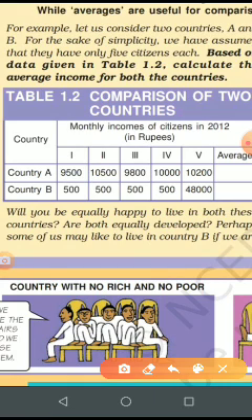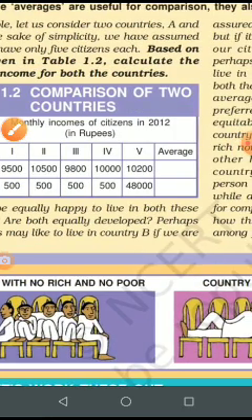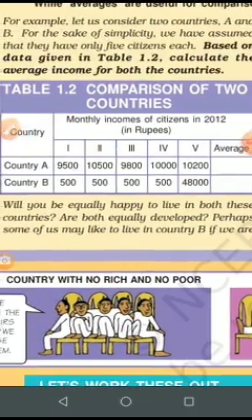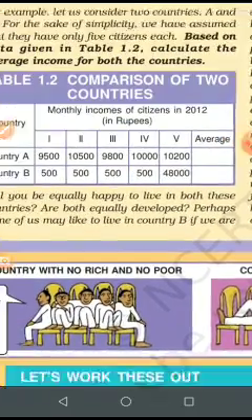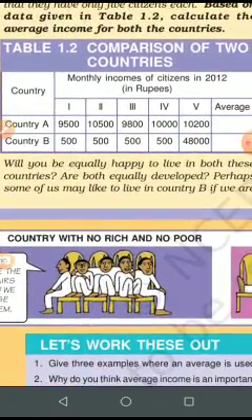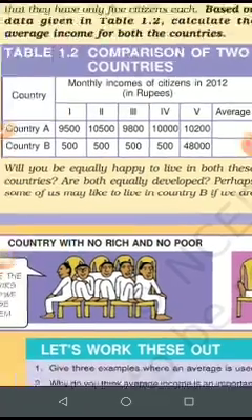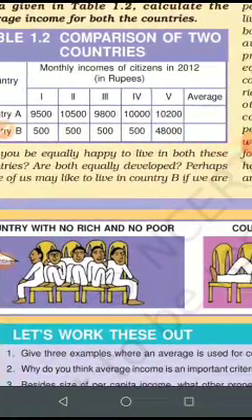First citizen, second, third, fourth, and fifth. Now just see the income of country A, first citizen, B, C. When we calculate it, what would be the average income in rupees? This is the blank space given here, you have to fill it. Will you be equally happy to live in both these countries? Are both equally developed?